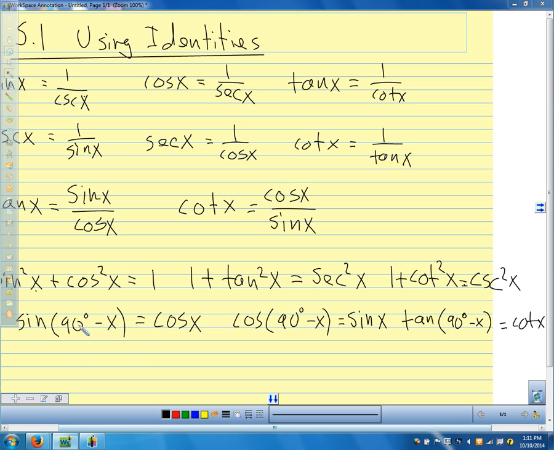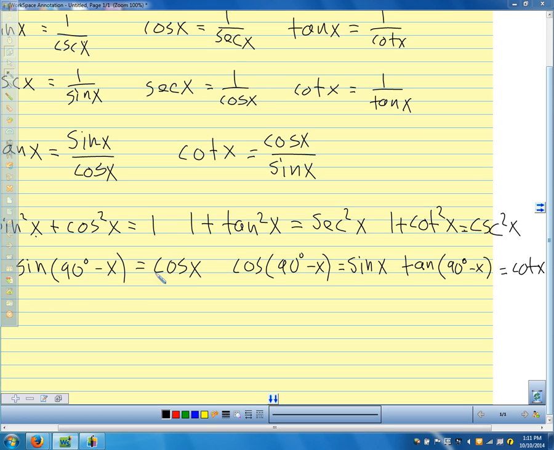What's 90 degrees in radians? Pi over 2. Cosine of pi over 2 minus x equals sine x. That ring a bell? All right. This works for all the other pairs of cofunctions as well. So I could write the same for the cosecant and the secant and the cotangent and the tangent, etc. So I'm just going to write the three main ones there.